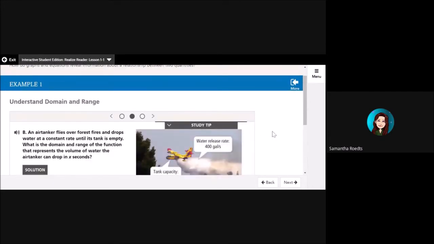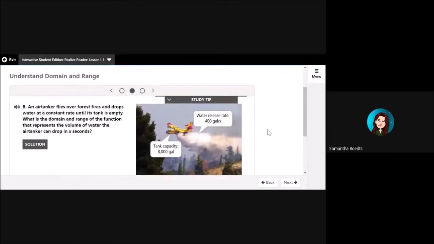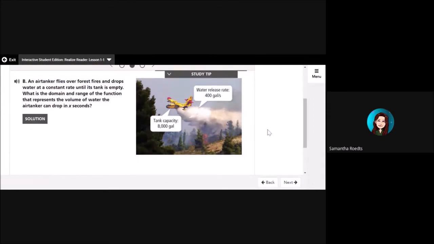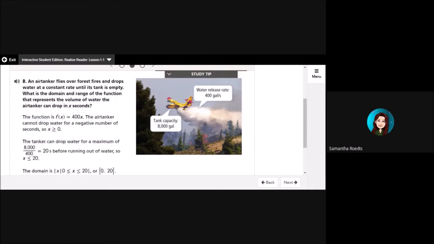All right, B. An air tanker flies over forest fires and drops water at a constant rate until its tank is empty. What is the domain and range of the function that represents the volume of water the air tanker can drop in x seconds? So the tank capacity is 8,000 gallons and the water release rate is 400 gallons per second. So the function is f of x equals 400x.